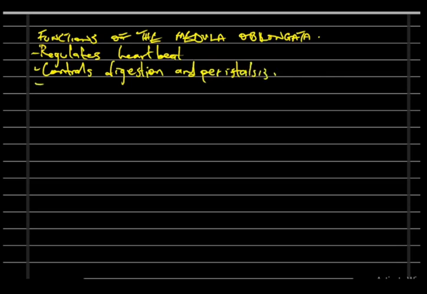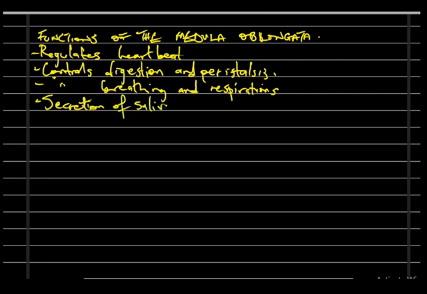Another thing it does is that it controls breathing and respiration. These are a few of the things that the medulla oblongata does. It is also responsible for secreting saliva. It controls the secretion of saliva. You can also have it controlling laughter as well as sneezing.